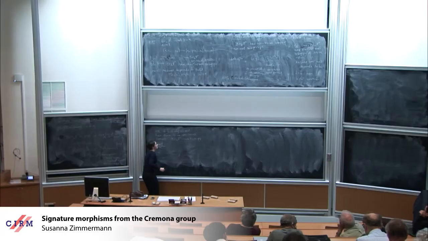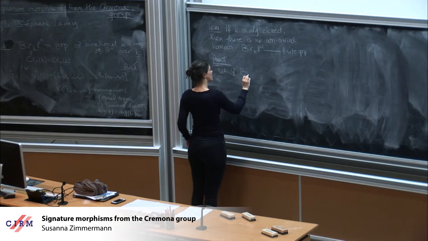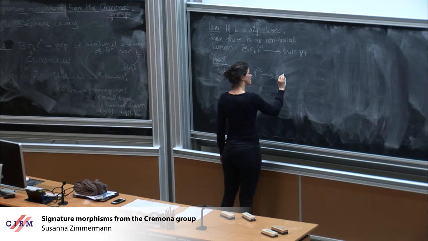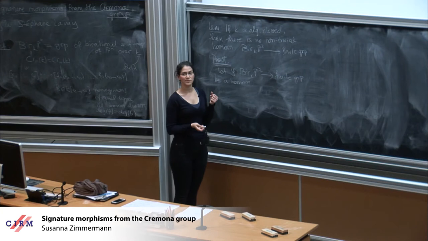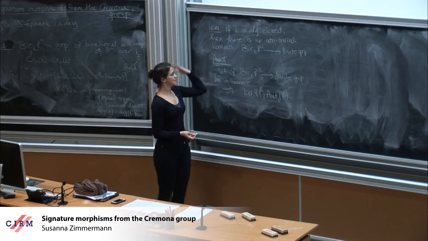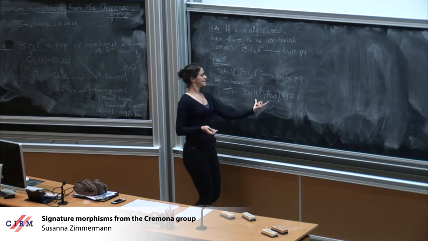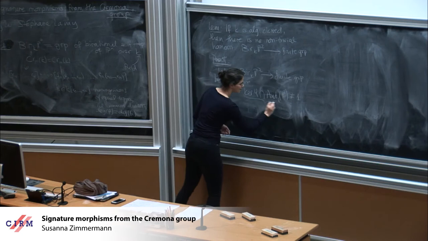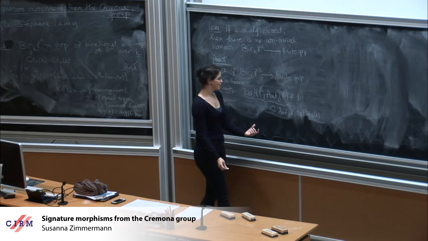Well, suppose we do have such a morphism. Then the kernel intersects the automorphism group of P2. And since K is algebraically closed, and this is infinite, the intersection is not trivial. And this intersection is a normal subgroup of the automorphism group, which is isomorphic to PGO3, which is a simple group. So this intersection is equal to the automorphism group, which means that the kernel contains the automorphism group.